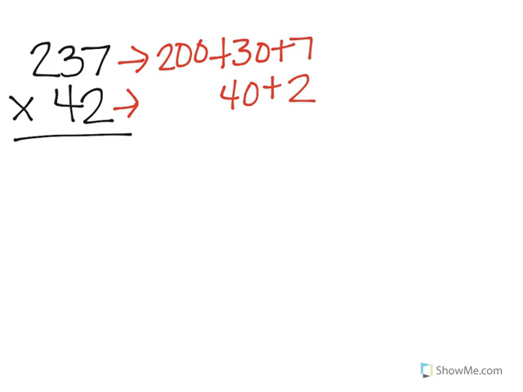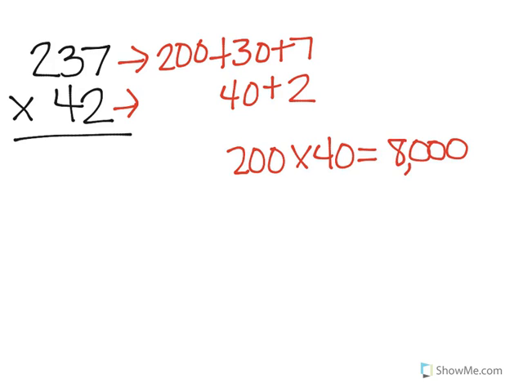Okay, with this one, once again, I have to take 200, 30, and 7 and multiply it by the 40 and the 2, each one of those. So I'm going to take 200 times 40. There are 1, 2, 3 zeros, and 4 times 2 is 8 to make 8,000. Then I'm going to take my 200 and multiply it by the 2. There are 2 zeros. 2 times 2 is 4.